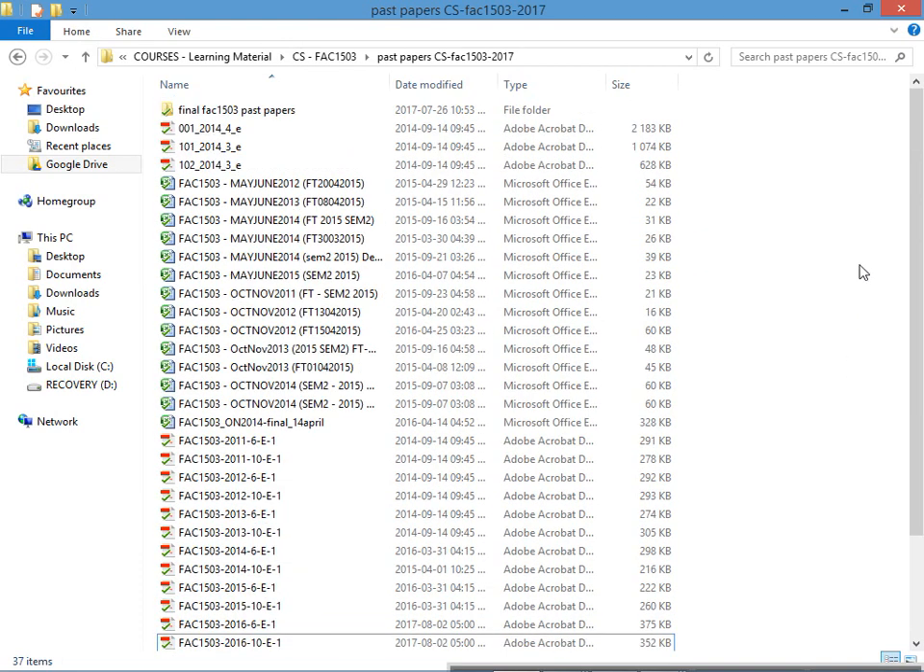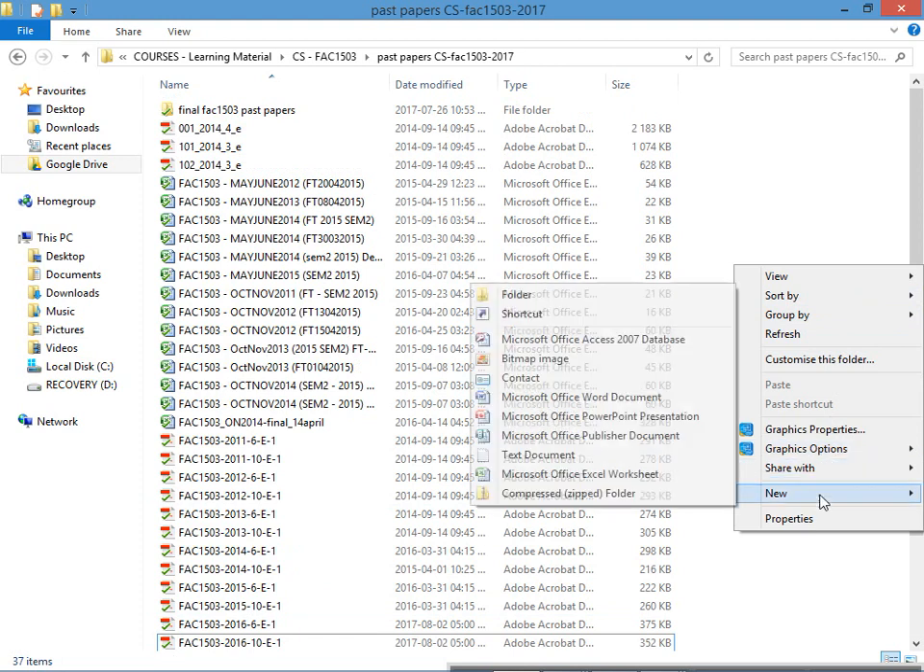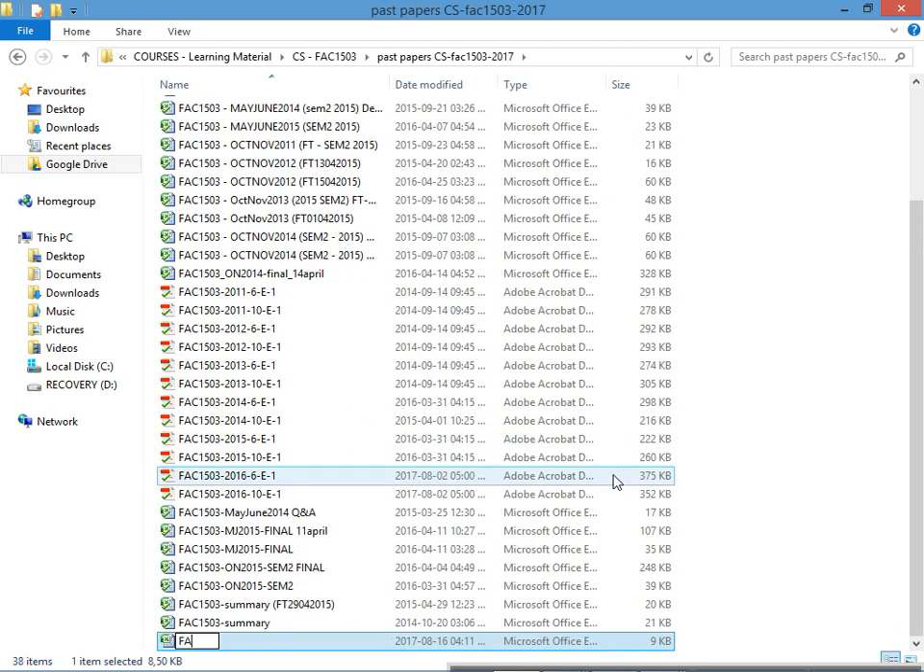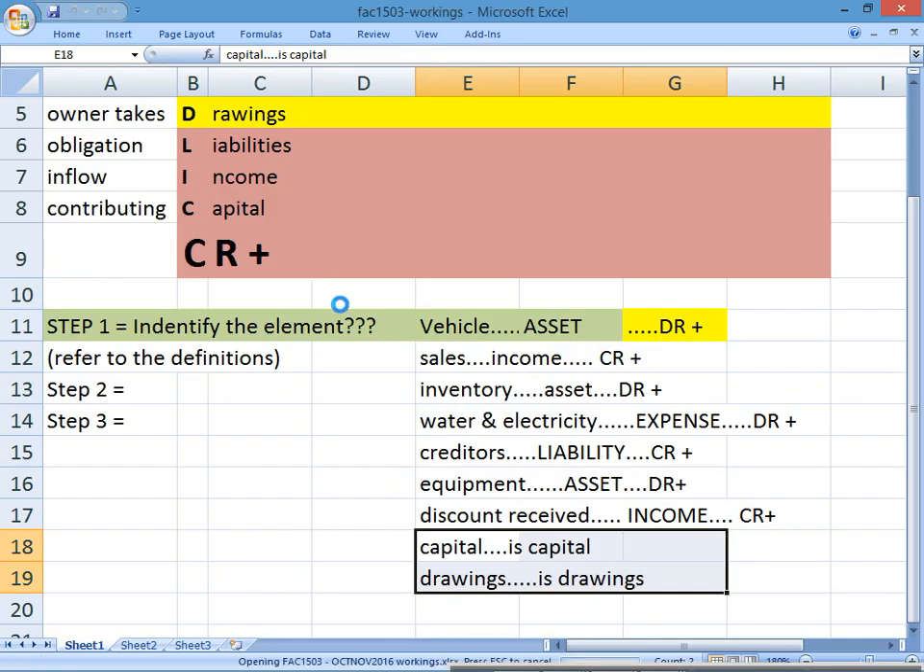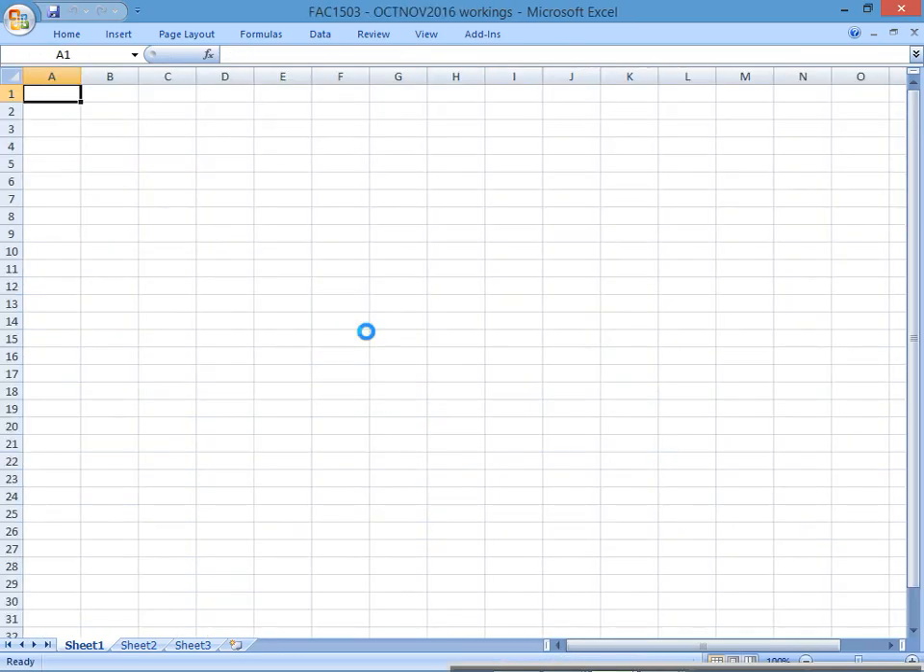You'll get solutions for all of them later on. I've got lots of them for you to practice. Okay, FAC 1503, October, November 2016. We're looking at the solution, the workings. You don't have copies of the solutions because I haven't sent them to you yet.